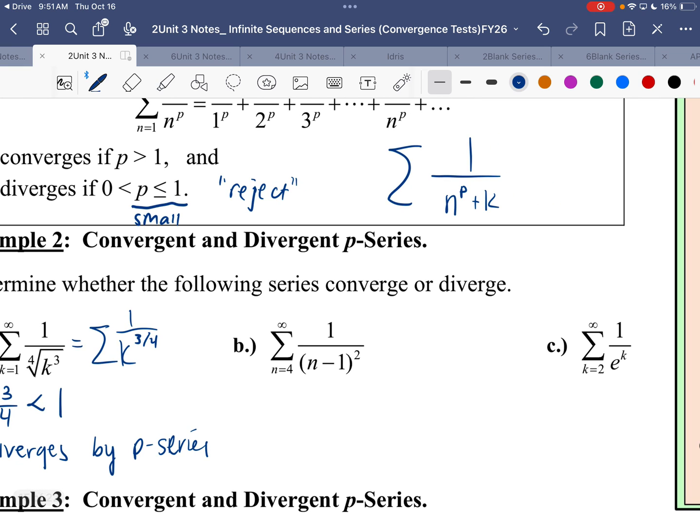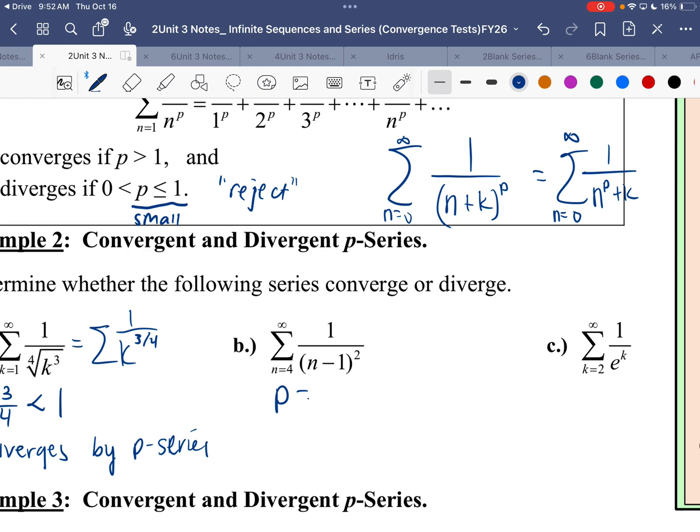You can also have it as n plus k to the p. I put my p in the wrong spot. This is n equals 0 to infinity. That would be good. You could have it as 1 over n to the p plus k. That would work too. And you could start n bigger than 0, like n could start at 1, 2, 3, 4, 5, as long as it's not having another n in the numerator.